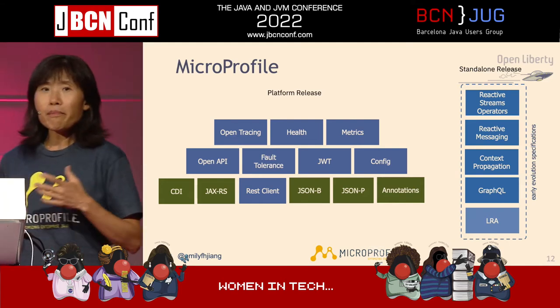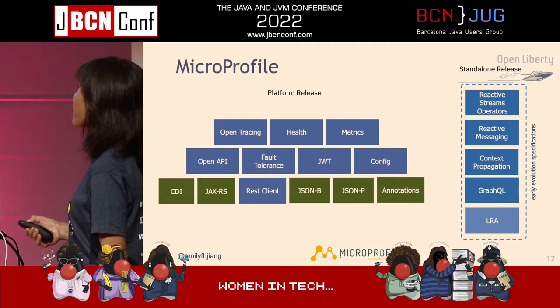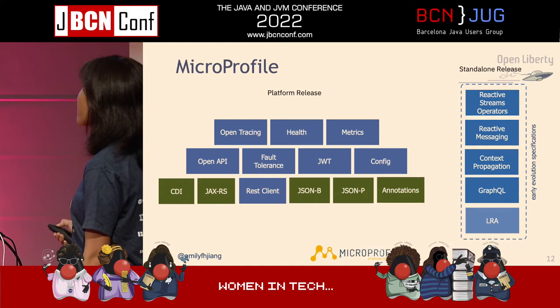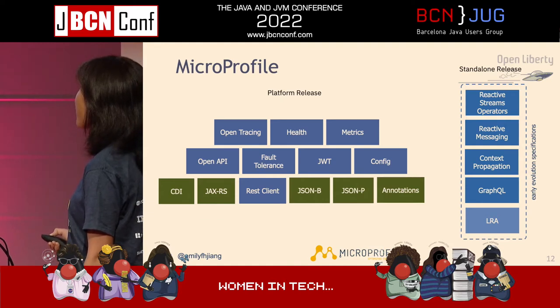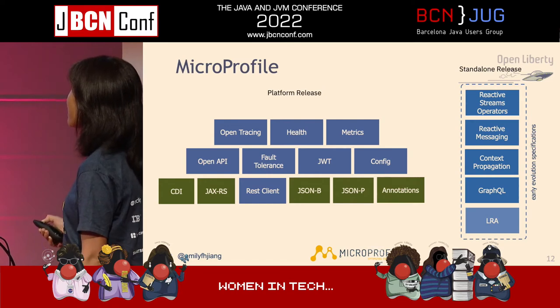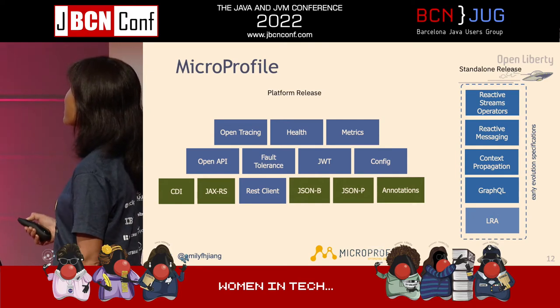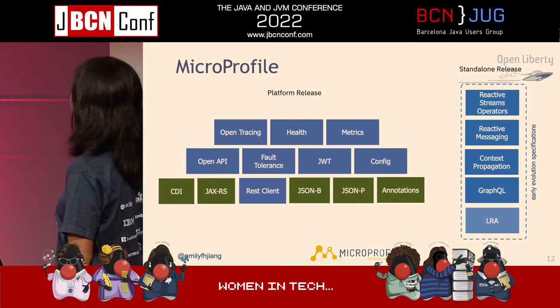Anyway, this is a bigger picture of MicroProfile. MicroProfile has two different types of specifications. On the left, we grouped together these five Jakarta EE specs, and these blue ones are all from MicroProfile. All together, this is what we released as 4.1, called the platform release. And this is standalone.